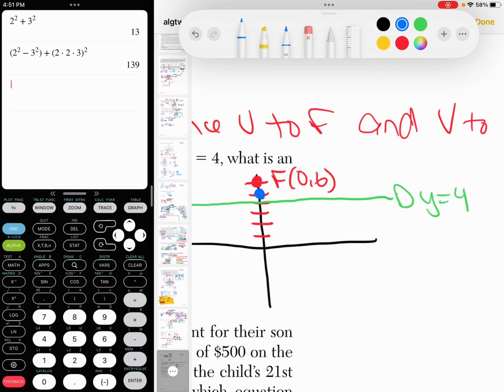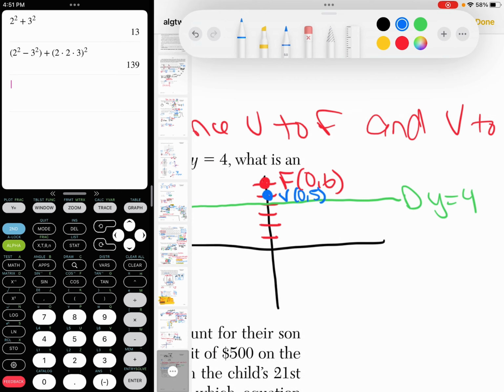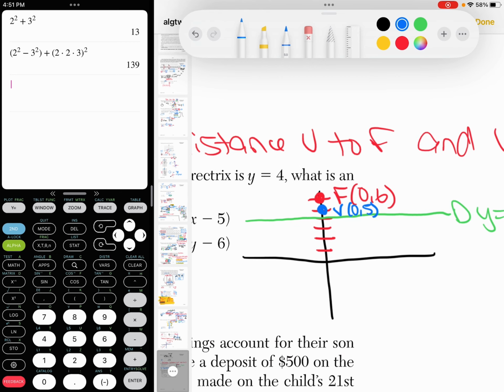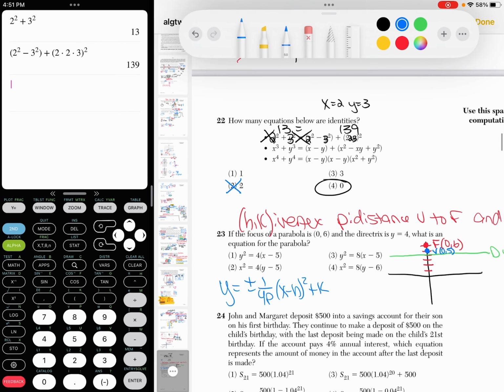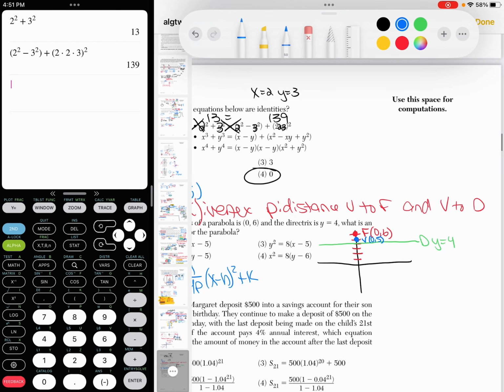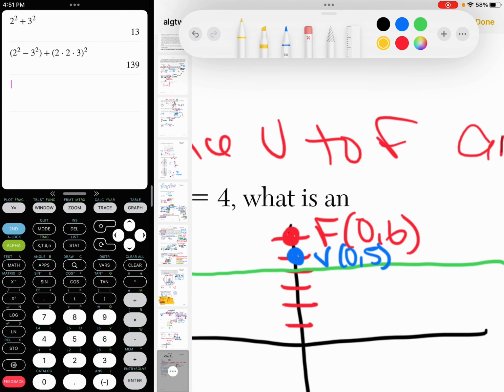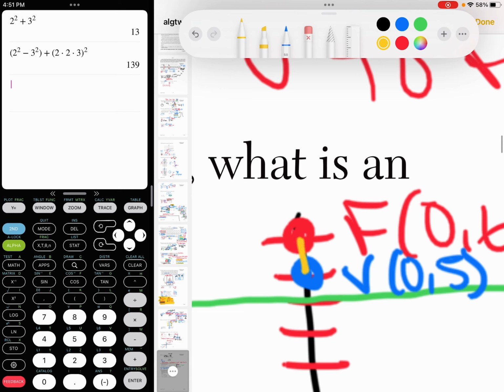The point that's halfway between is right here, which is at (0, 5). So I just found every piece of information just by drawing that picture and finding the vertex. So the vertex is (0, 5), so that means h is 0, k is 5, and p is that distance between the two. So I'm going to zoom in really close to this. I'm talking about this distance and this distance. Those are going to be the same distances.